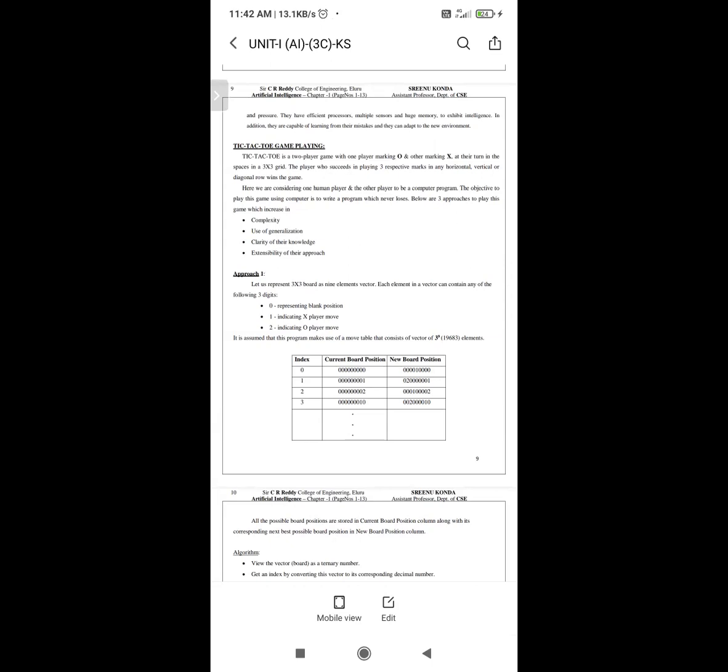Okay. So like this, I'm going to play the game. It's a 3x3 board, that is the 9-element vector. Now, I need to assume that the program makes use of a move table that contains a vector of 3 power 9 elements. So I did consider 9 elements.